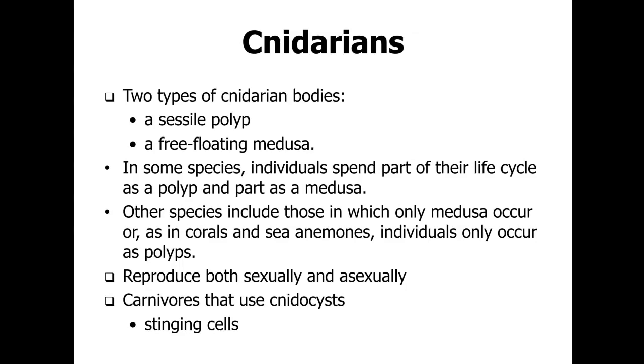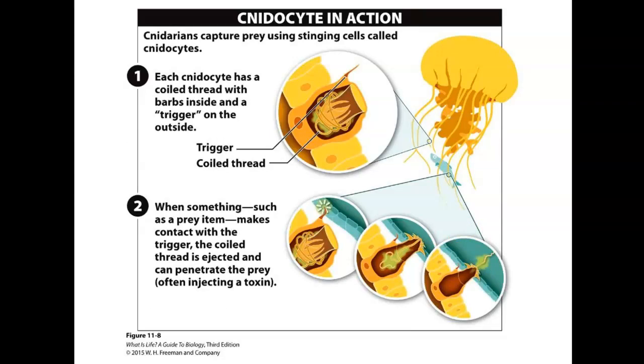Now, with the cnidarians, when they're in their polyp form, they're vase-shaped, and they have a mouth that is directed upwards. When they're in the medusa shape, they're bell-shaped, and the mouth is directed downwards. So looking here, we talked about this cnidocyte in action. You've got the coiled thread, you've got a trigger, so if something brushes up against it, it's going to activate that trigger. The coiled thread is going to come out, puncture into an animal, such as that fish in the picture, and inject its toxins.